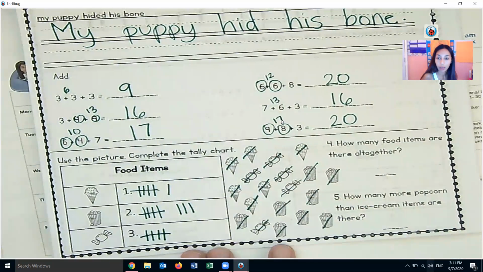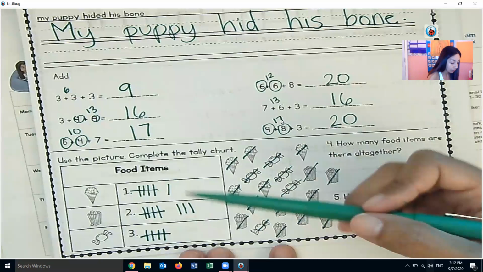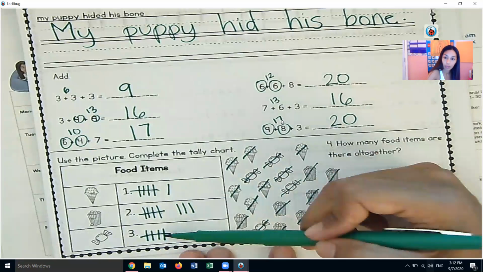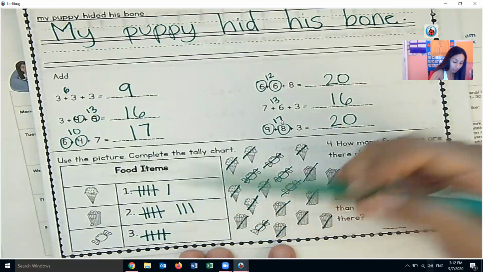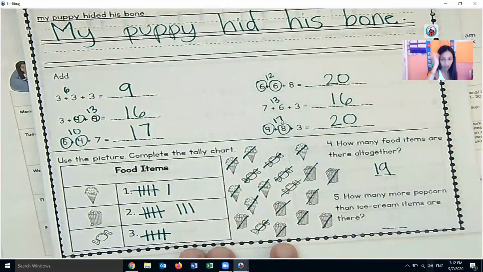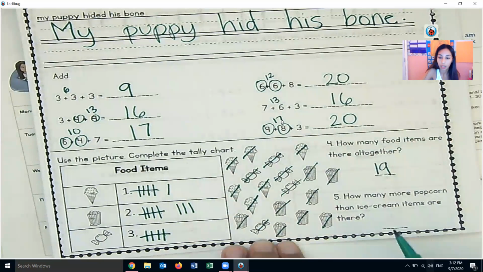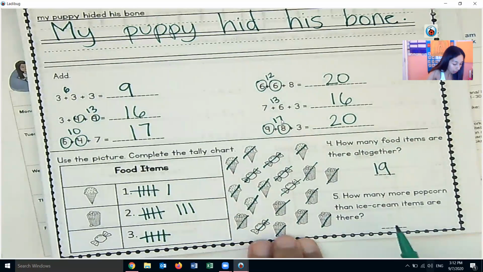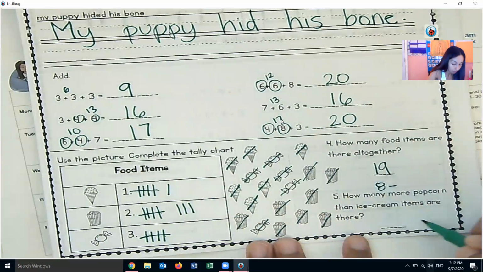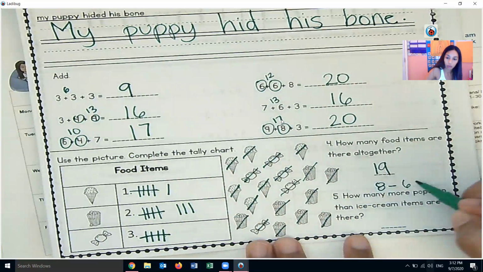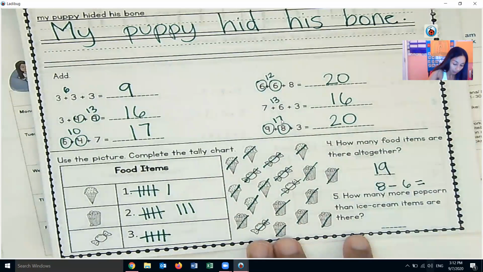When I have my tallies, it makes it really easy to count them all together because I can go by 5s. 5, 10, 15, and then my extras, 16, 17, 18, 19 all together. And then when we have how many more this than that, that means it's a subtraction problem. How many more popcorn, I see 8, than ice cream, 6, are there? So I'm going to go 8, take away 6, gives me 2.